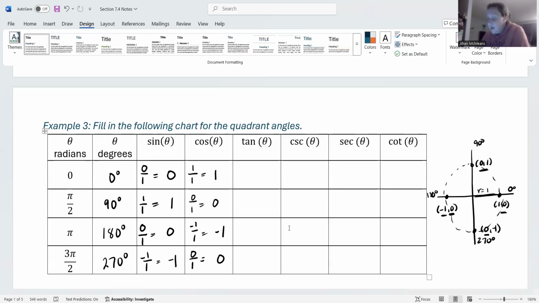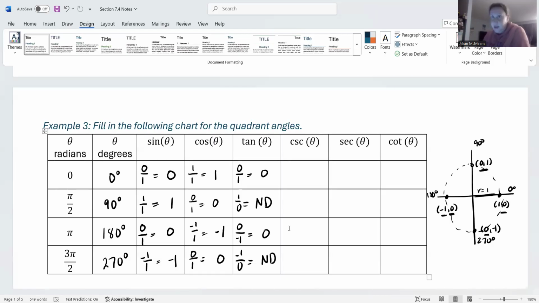Okay, now tangent is always b over a, which is really y over x. So at 0 degrees, we get 0 over 1, or 0. At 90 degrees, we get 1 over 0, which is not defined. I'm just going to write nd. At pi, we get 0 over negative 1, which is 0. And then at 270 degrees, we get negative 1 over 0, which is not defined. We have that division by 0.